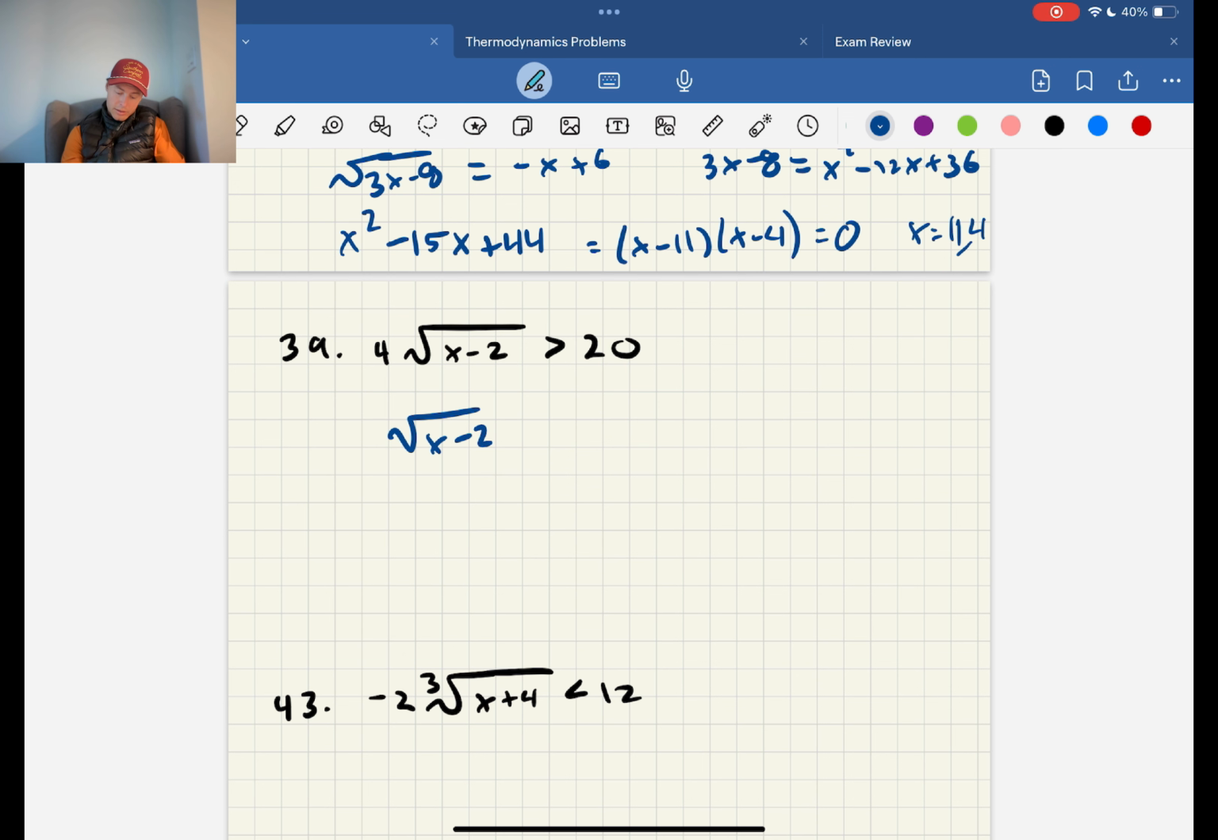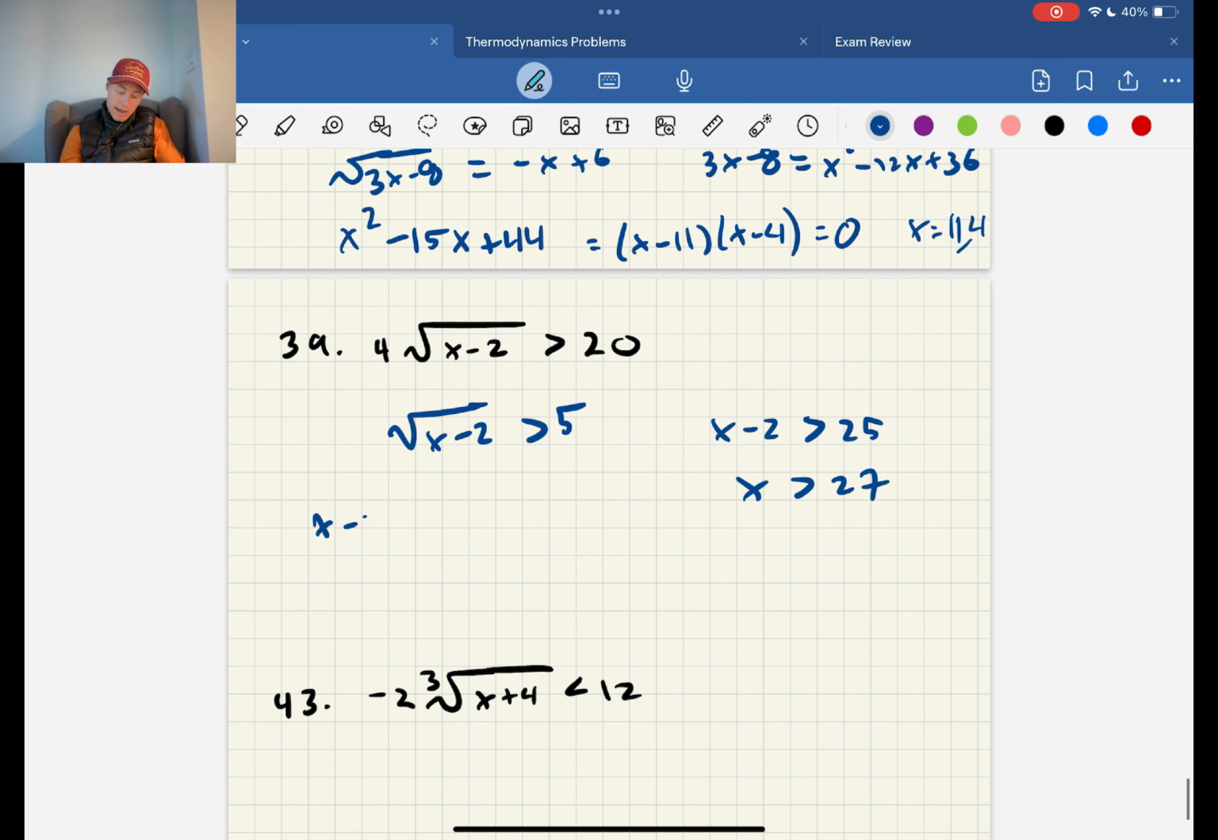Square root x minus 2 is greater than 5. Square both sides, x minus 2 is greater than 25. Add 2, x is greater than 27. Great. Now, there is one other thing. You have to remember that there's a domain restriction on these square root functions where x minus 2 has to be greater than 0. So you take the radicand and you set it greater than, sorry, greater than or equal to 0. And so that means x is greater than or equal to 2.